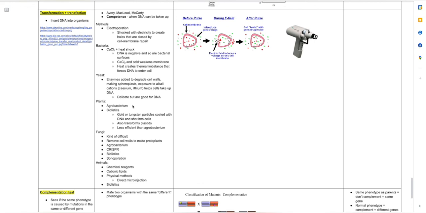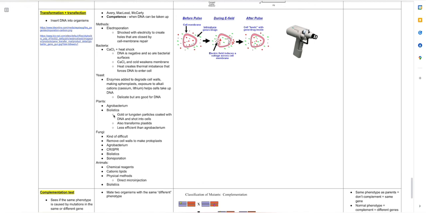You can also use biolistics, which is basically like shooting stuff into cells. So you use a gene gun, which is like this basically. And you have gold or tungsten particles coated with DNA in this case, and you shoot it into cells. What's good about this is that you can transform plastids, so not just the chromosomes, but what's not good is that it's less efficient than agrobacterium.